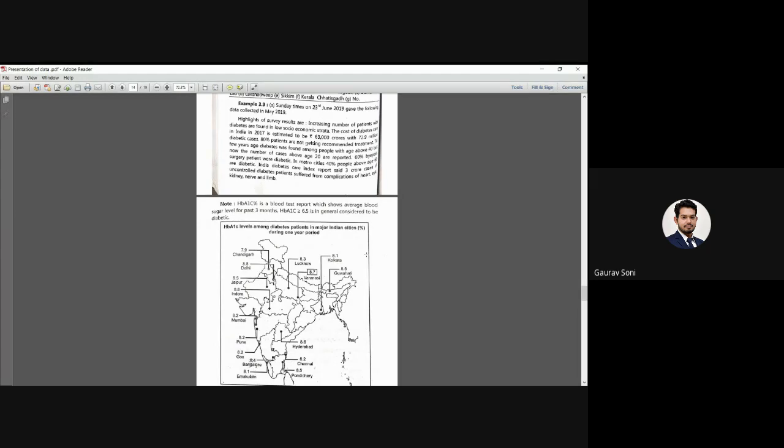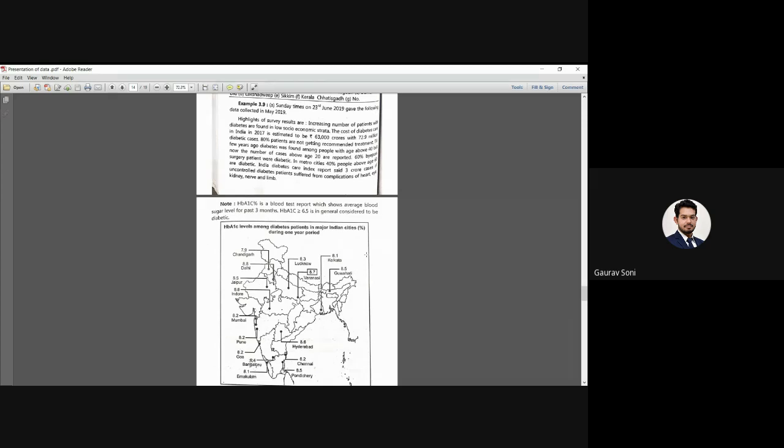In metro cities, 40% of people above the age of 60 are diabetic. The India Diabetes Care Index report said 3 crore uncontrolled diabetes patients suffered from complications of heart, eye, kidney, nerve, and lymph. So HbA1c percent is a blood test report which shows average blood sugar level for the past 3 months. So HbA1c greater than or equal to 6.5 is in general considered to be diabetic.